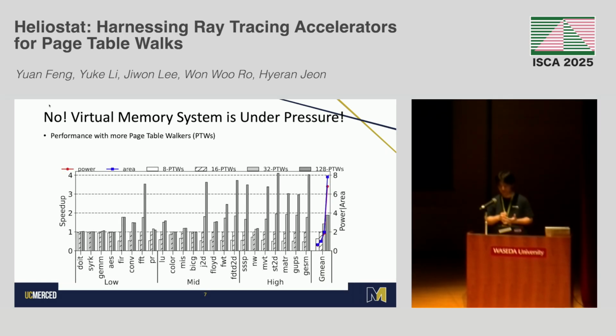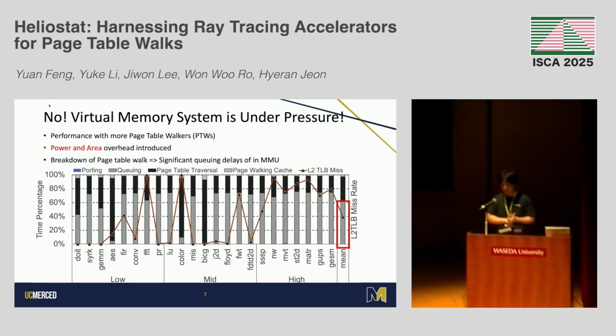We first conduct experiments on performance when different numbers of page table walkers are used. In this figure, we can observe that when we hypothetically increase the number of page table walkers from 16 to 128, there is a significant performance improvement for memory intensive applications. However, it is not easy or always scalable to increase the number of page table walkers, as they also introduce power and area overhead.